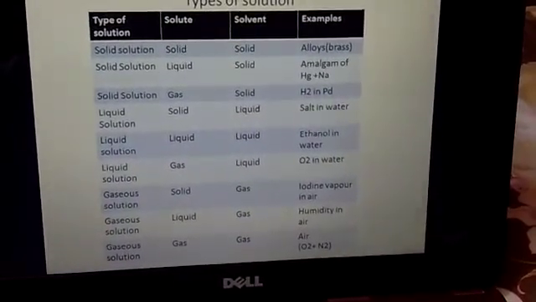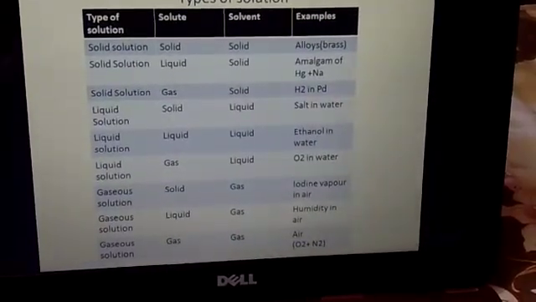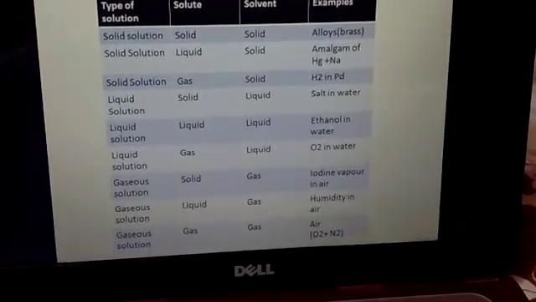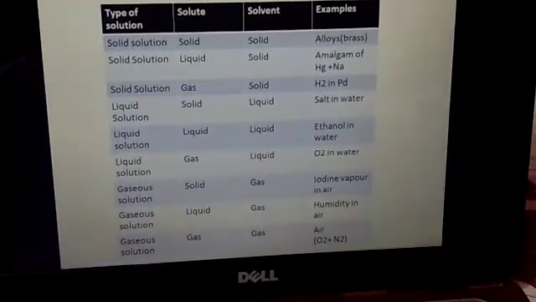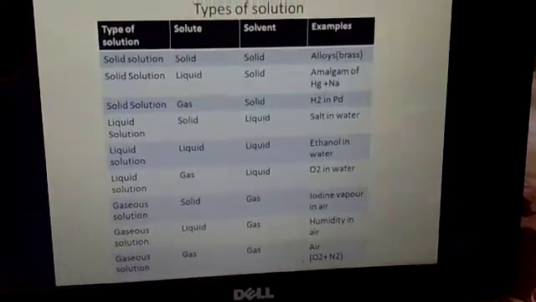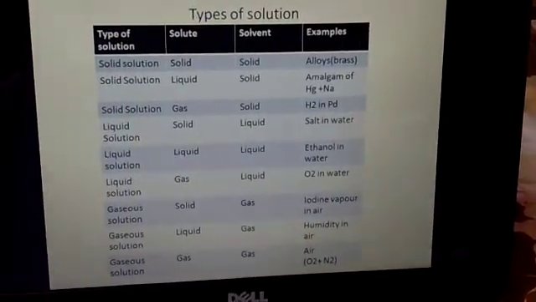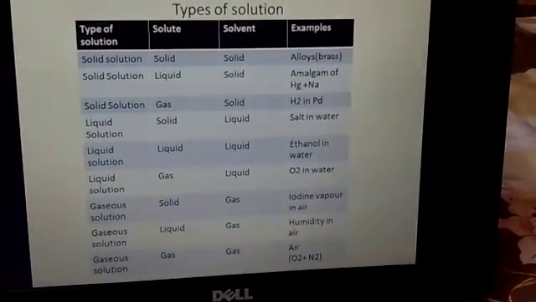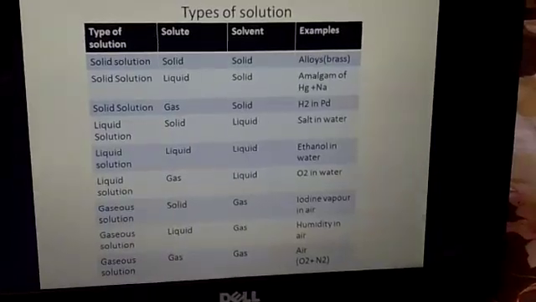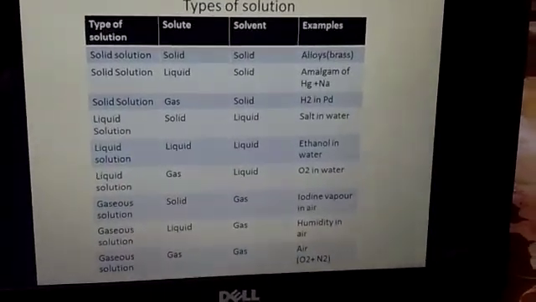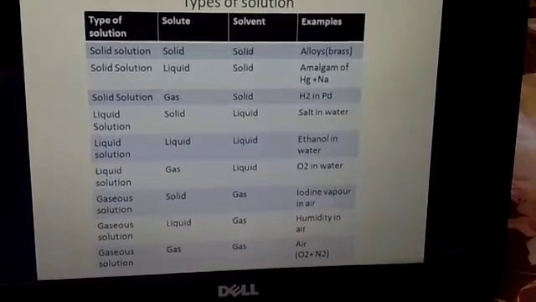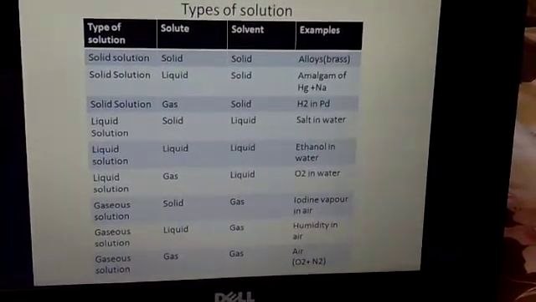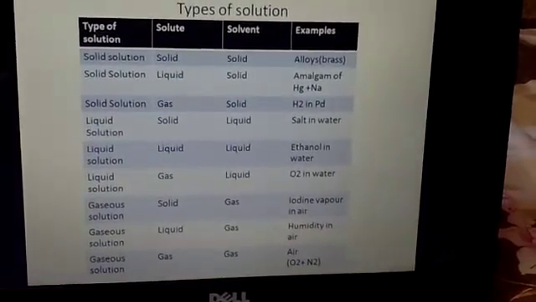Now, in liquid solutions, where the solvent is present in the liquid state, if your solute is solid and the solvent is liquid, then the type of solution is solid in liquid. Example: glucose or any type of salt which gets dissolved in water. In liquid in liquid solutions, both solute and solvent are present in the liquid state. Examples: ethanol in water, methanol in water. Now, gas in liquid solutions: aerated drinks and oxygen in water.